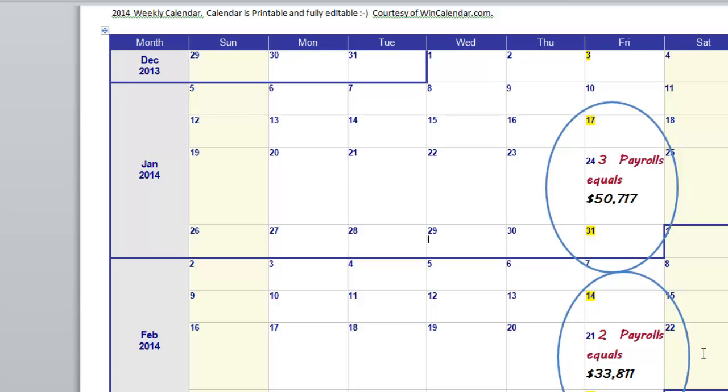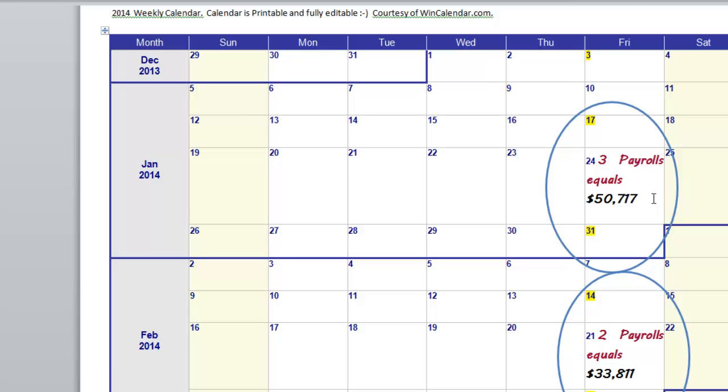That should work out just fine, except for 2 times a year. In this case, it would be January and August. You're going to have 1, 2, 3 pays in the month because you're paid on Fridays, and there just happens to be 3 Fridays in that month. And the 3 payrolls added up together come out to be $50,717. Now these numbers include the payroll taxes and things like that.